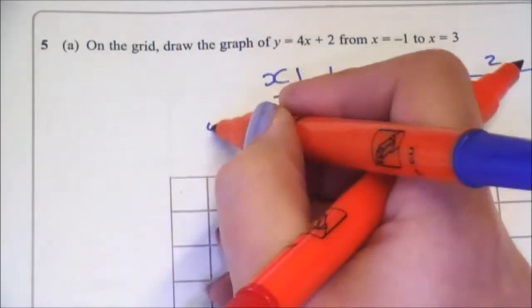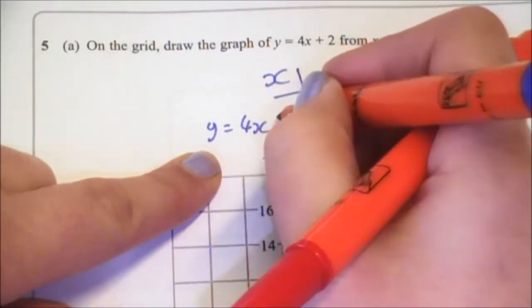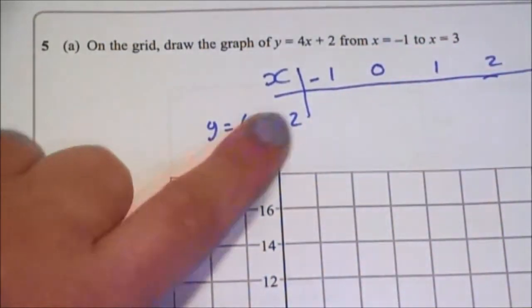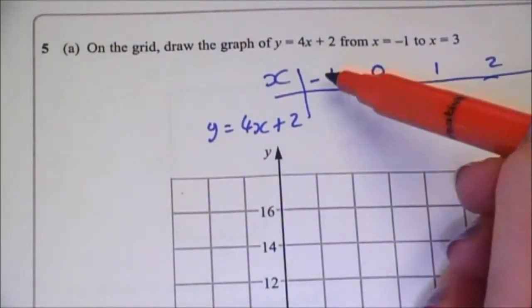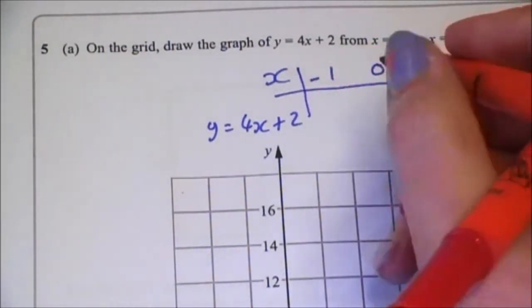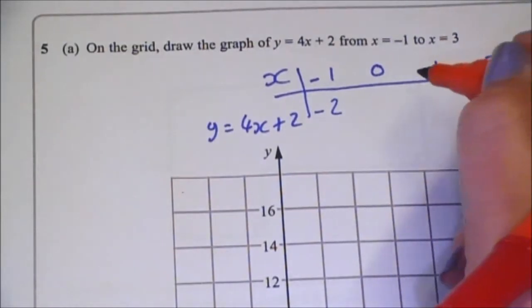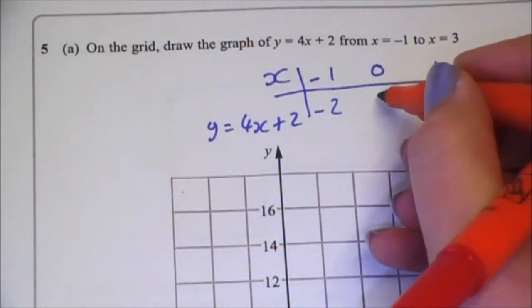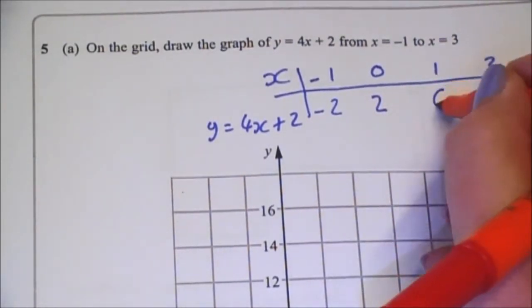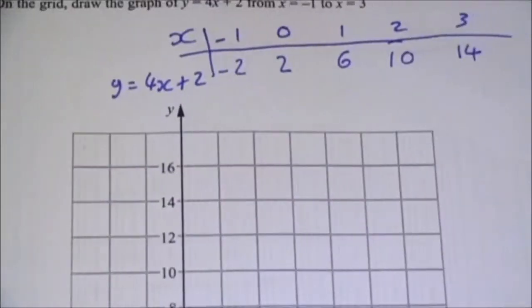And then we need a value for y, and they've said above that y equals 4x add 2. So in order to get my y values, I'm going to multiply this number by 4 and then add the 2. So negative 1 times 4 is negative 4, add on 2 is negative 2. 4 times 0 is 0, add on 2 is 2. Then we've got 6, 10, and 14.